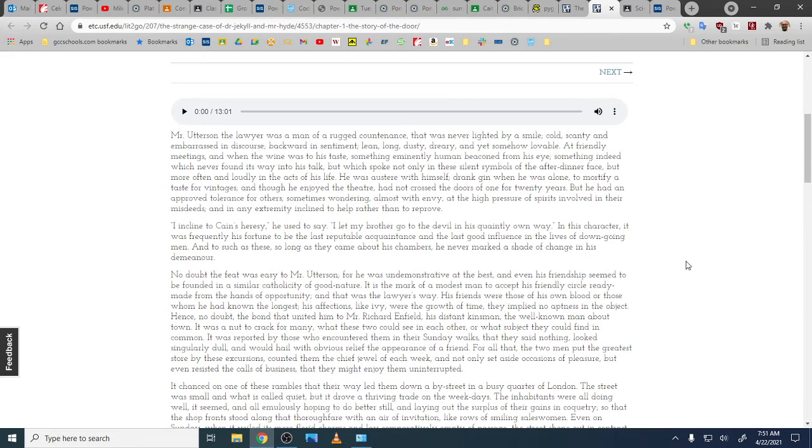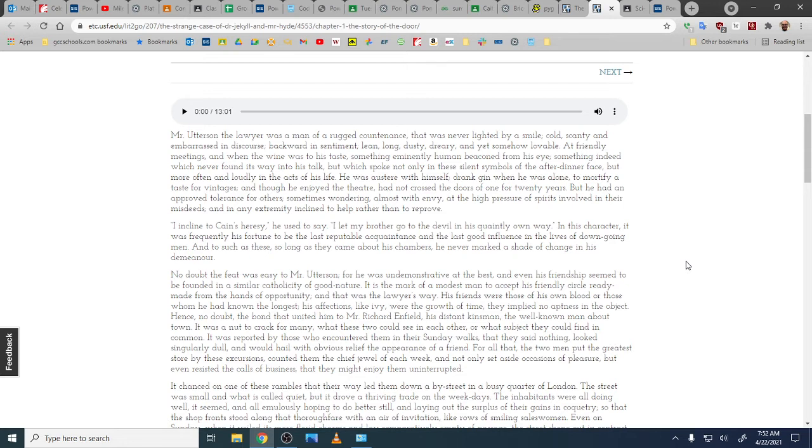Mr. Utterson, the lawyer, was a man of rugged countenance that was never lighted by a smile, cold, scanty, and embarrassed in discourse, backward in sentiment, lean, long, dusty, dreary, and yet somehow lovable. At friendly meetings, and when the wine was to his taste, something eminently human beaconed from his eye, something indeed which never found its way into his talk, but which spoke not only in those silent symbols of the after-dinner face, but more often and loudly in the acts of his life.